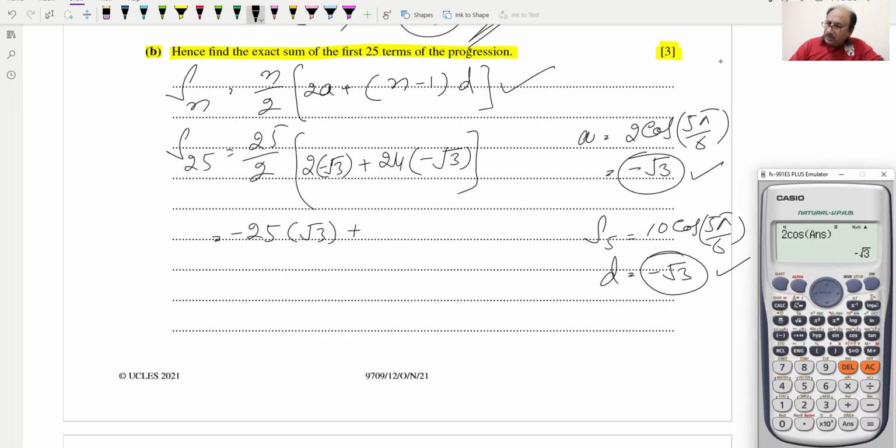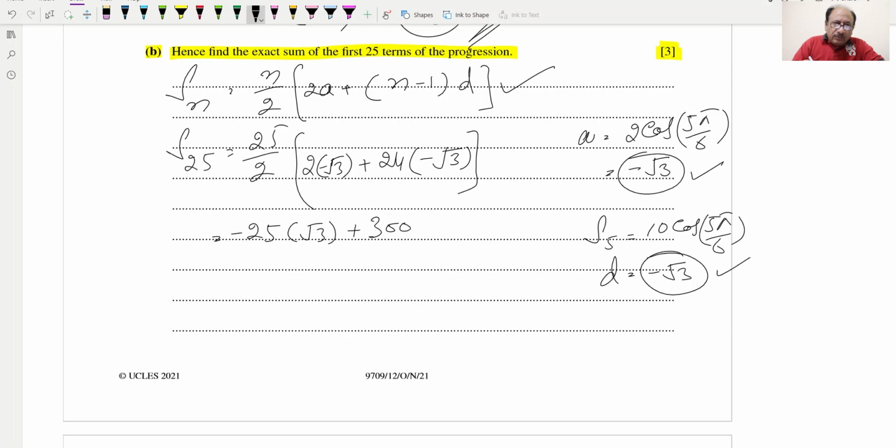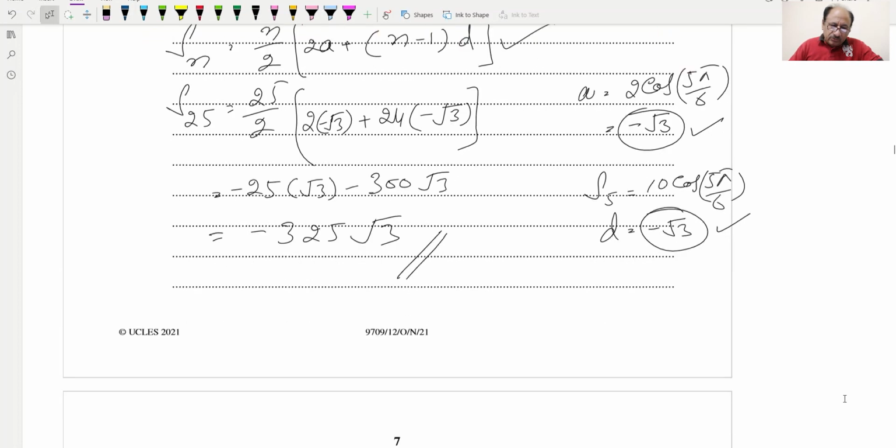12 multiplied by 25. We can use a calculator in one go and calculate everything basically with the help of a calculator also, but maybe that one will be giving you the decimal value, so we will be keeping this one. So we can take root 3 common, so it will be minus 325 root 3, and this will be the final answer for this question.